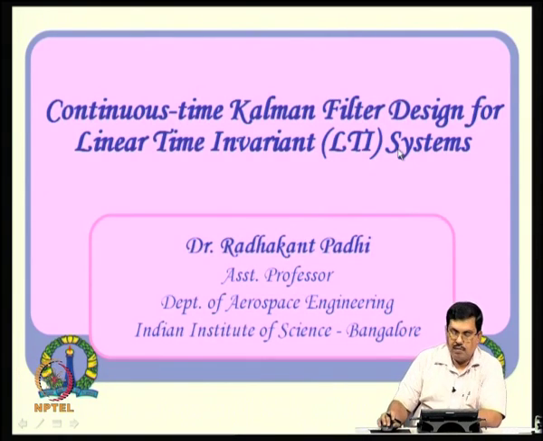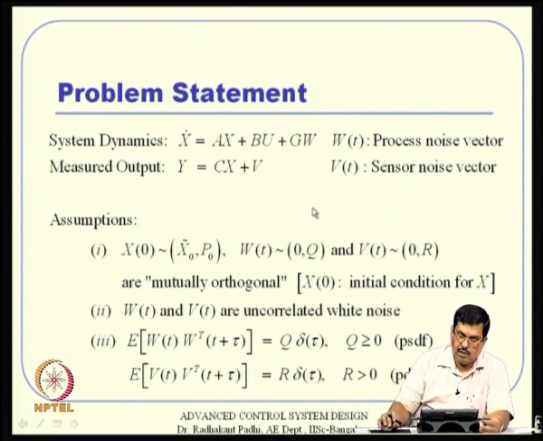Alright, so continuous time Kalman filter design for a linear time invariant system is the basic starting point, and that is what we discussed last class also. So, we have a system dynamics which is x dot equals Ax plus Bu plus Gw, and then the measurement equation is y equals Cx plus v, where w is the process noise vector and v is the sensor noise vector. And remember these are affecting the system anyway, because w is nothing but an input which is directly affecting the system states.